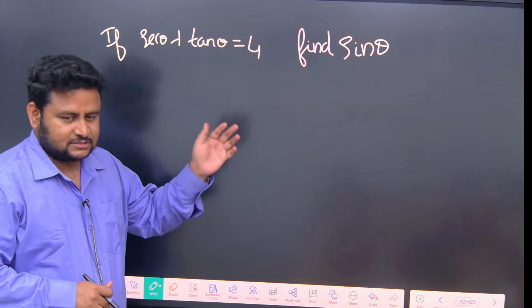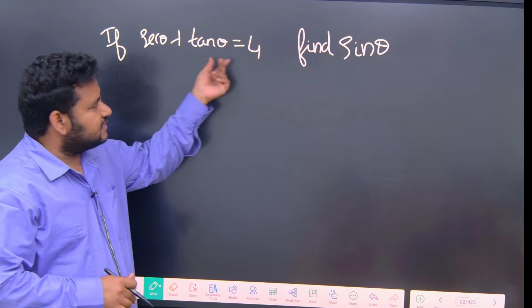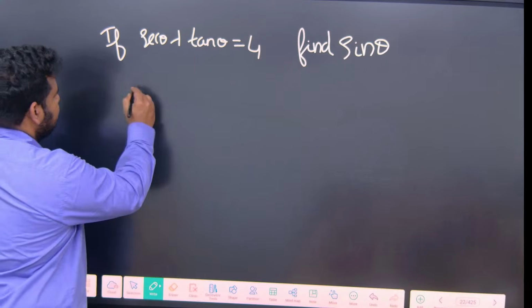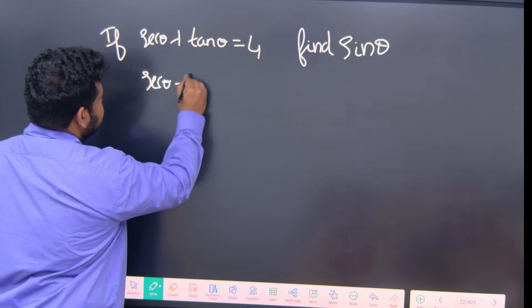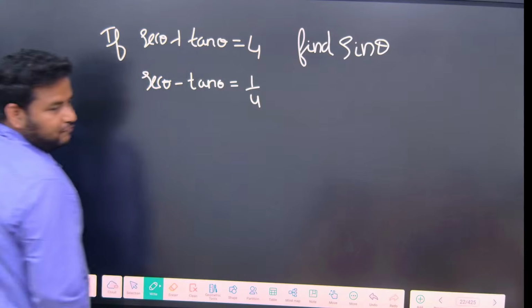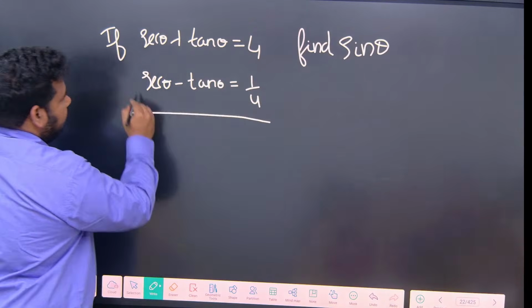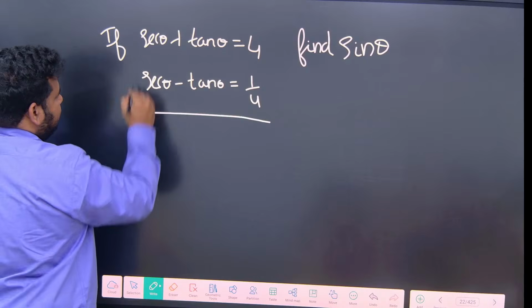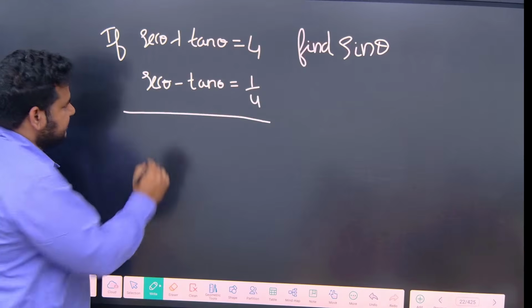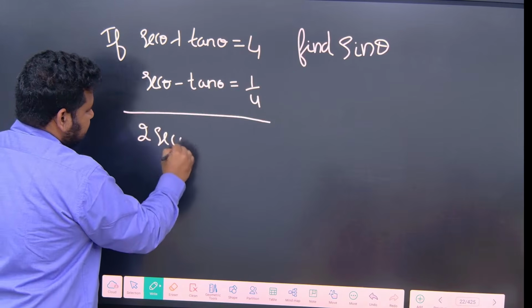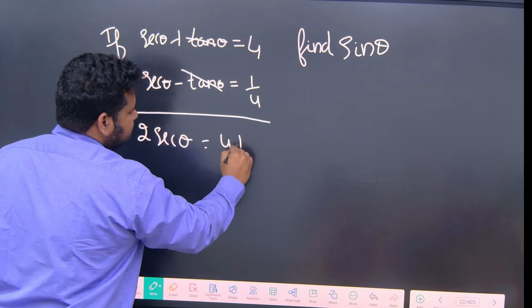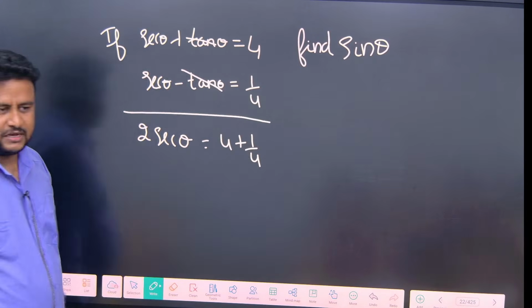So what can I do? Secant theta plus tan theta is equal to 4. Find sin theta, they are asking. So what will secant theta minus tan theta be equal to? 1 by 4. Good. Now what will we do here? We will add them up. Secant theta plus secant theta is 2 secant theta. Tan theta minus tan theta gets cancelled. This becomes 4 plus 1 by 4.